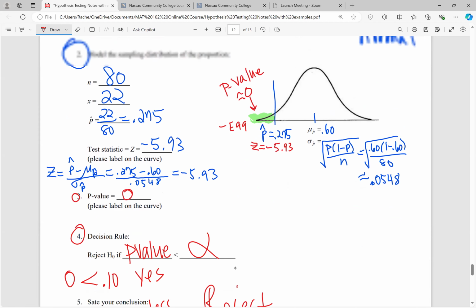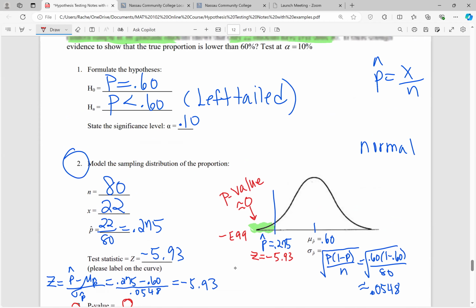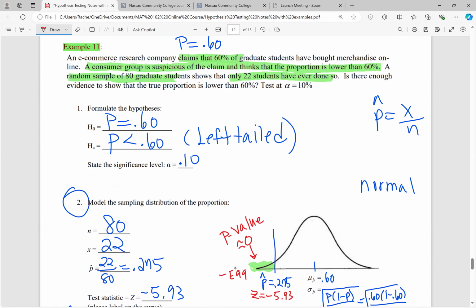And the alternative in this case is that the dropout rate is lower than 60%. I'm sorry, we're not talking about dropout rates. We are talking about the proportion of students that bought merchandise online. My head is still thinking of the one that we did last time. So P, the population proportion of graduate students that have bought merchandise online, is lower than 60%. So let's write that down.